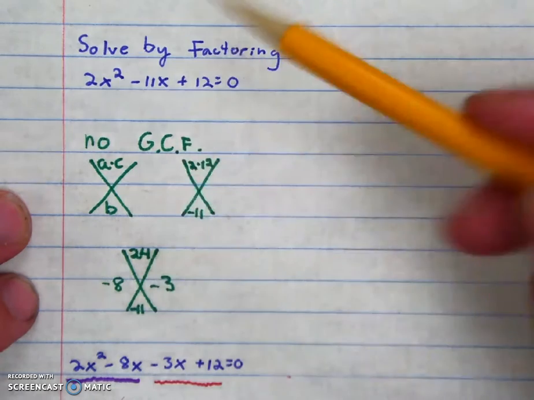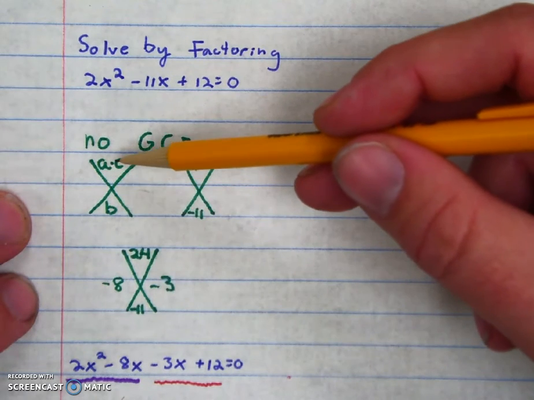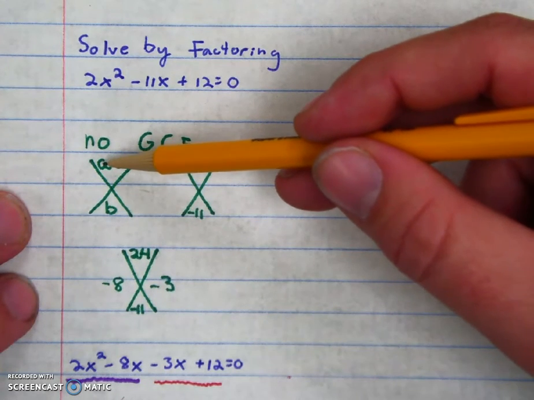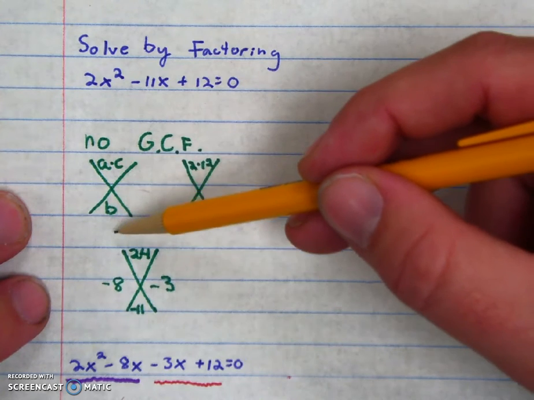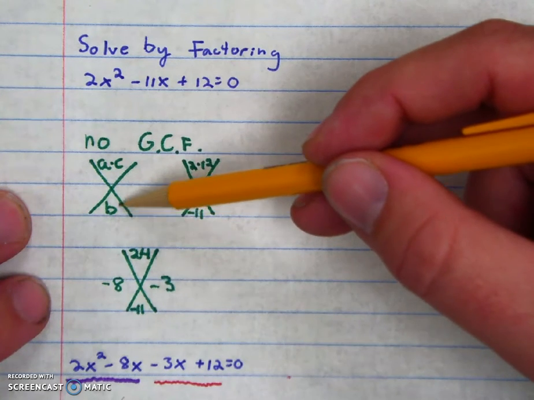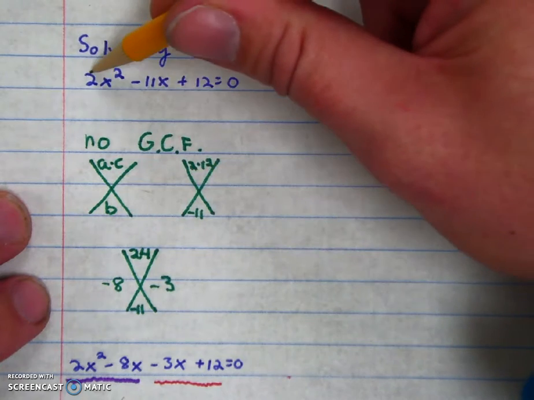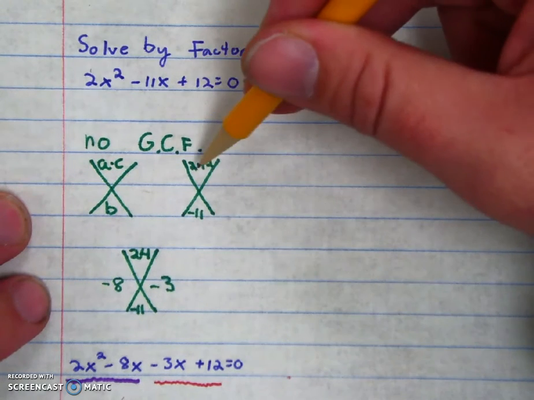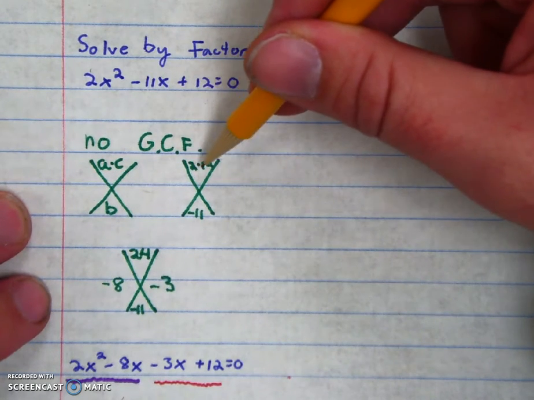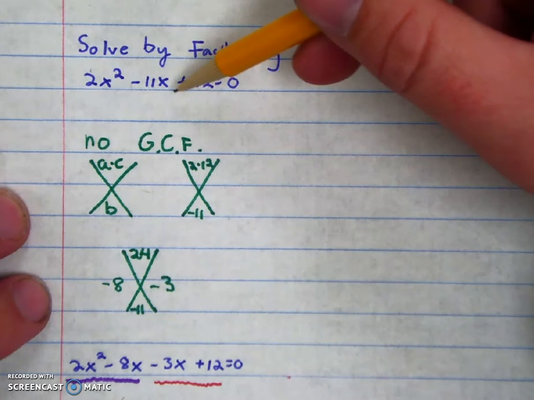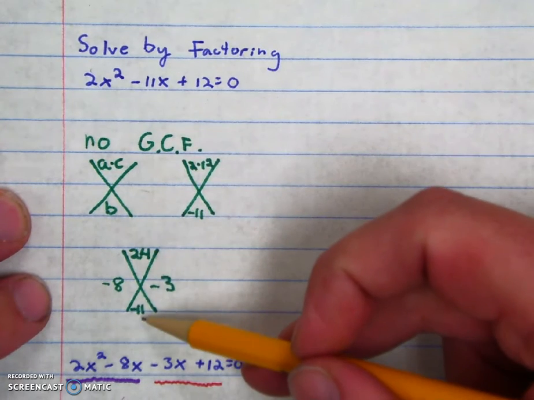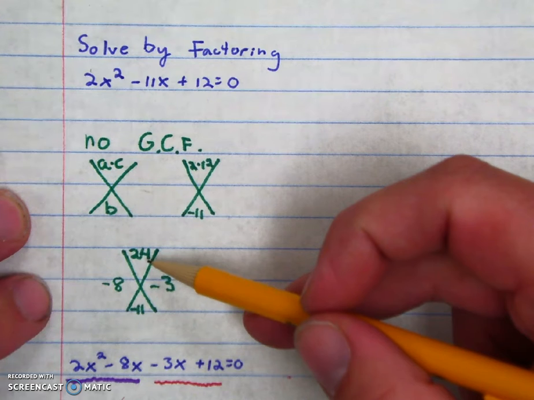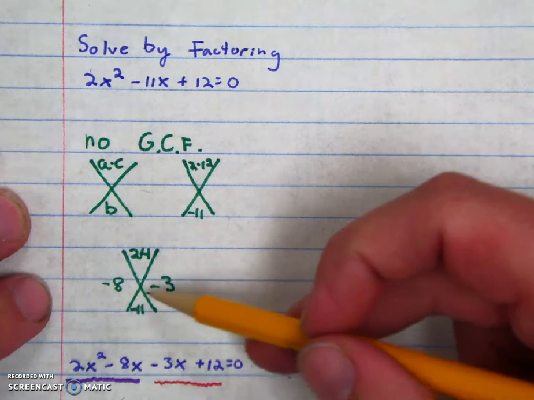So what I'm going to do is set up a diamond puzzle. On the top, I'm going to have the product of the quadratic coefficient and the constant. On the bottom, I'm going to have the linear coefficient. So the quadratic coefficient is going to be 12 times the 2. And the linear coefficient is a negative 11. Now I can ask myself, what plus what gives me negative 11, but multiply gives me 24? The answer is negative 8 and negative 3.